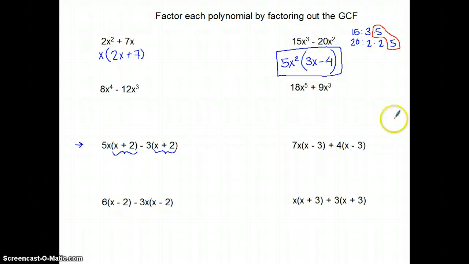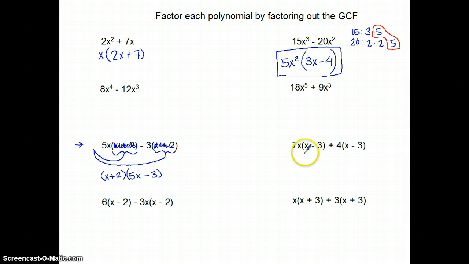I am going to factor out that entire x minus 2, so I'm going to take all of this out to the front of my parentheses. Taking out the x minus 2 from my entire expression, I am then left with, in parentheses, a 5x minus 3. So remember, we're basically doing distribution in reverse.